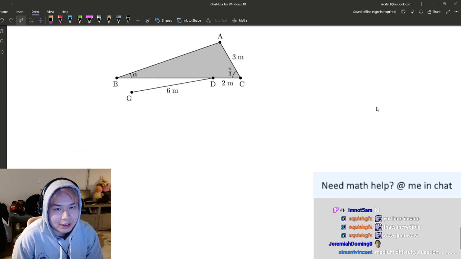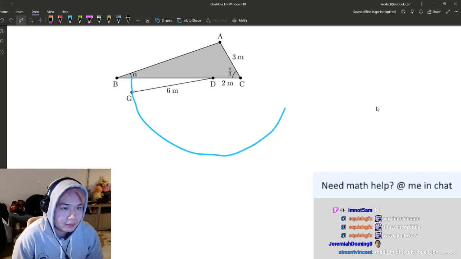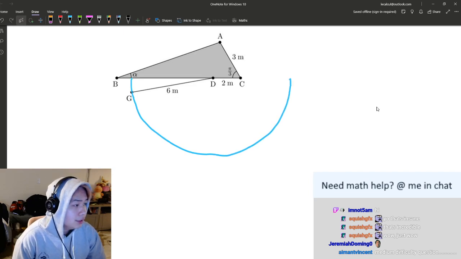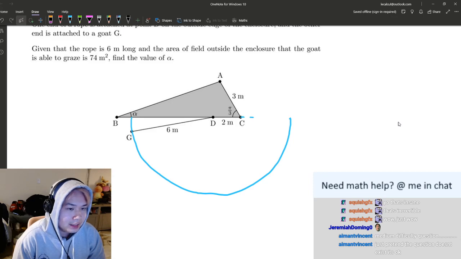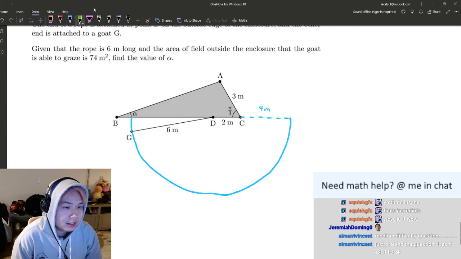Okay, so look at this goat. It can essentially go here. And then basically if it wants to continue walking this way around the fence, the leash is gonna get caught on this corner. So the radius changes, and then now you have a second part of a circle.